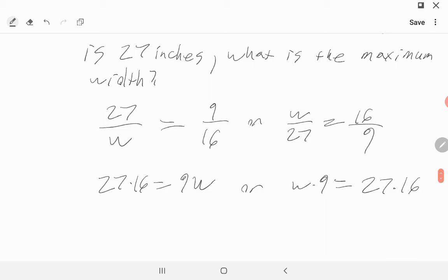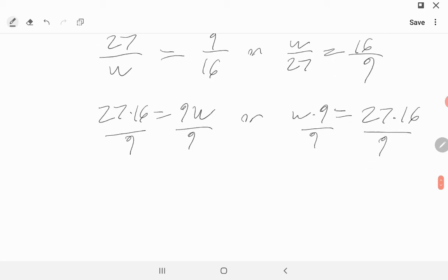It often pays to wait on the multiplication, because if we divide both sides by 9, 27 divided by 9 is 3, and that makes our multiplication easier. So we get 3 times 16 equals W, or W equals 3 times 16, and so W turns out to be 48 inches.